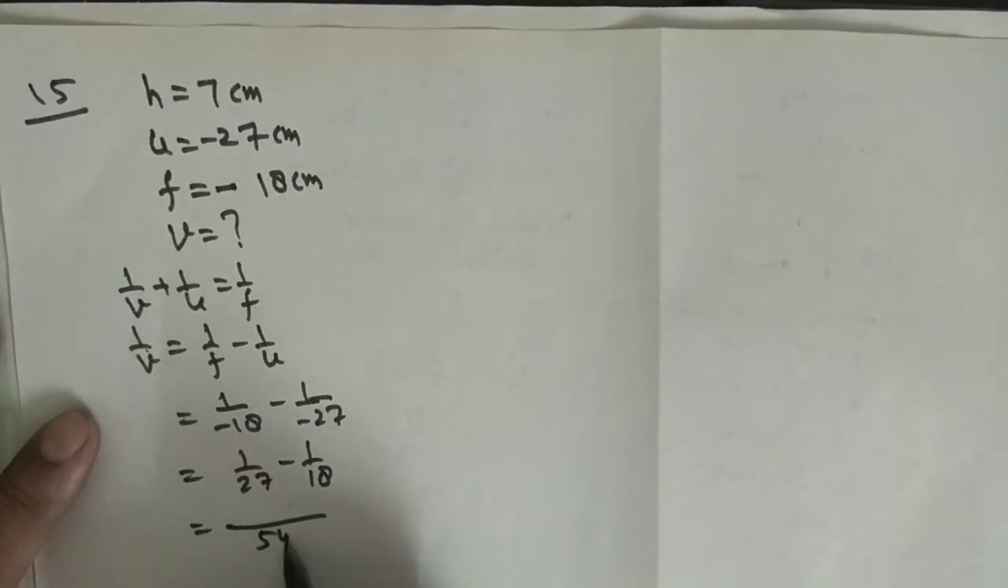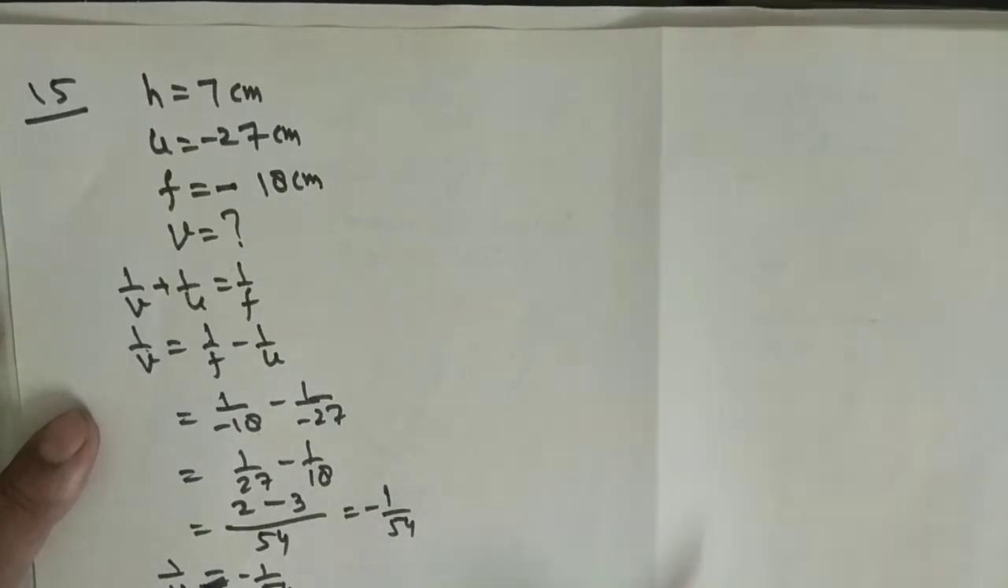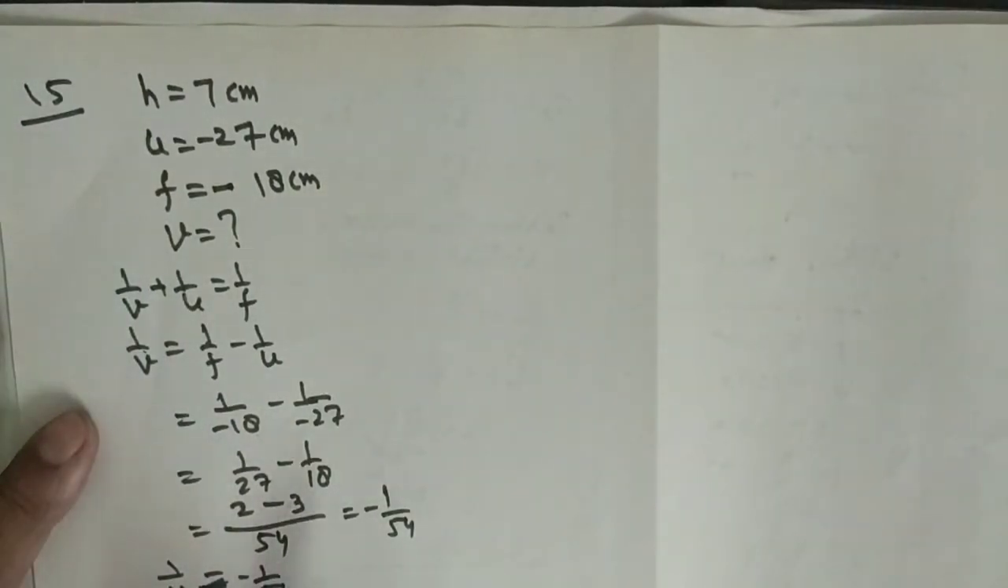LCM 54. 2 minus 3. So minus 1 upon 54. So 1 upon v is equal to minus 1 upon 54, or v is equal to minus 54 centimeter. So what does it mean? It means the screen should be placed at a distance of 54 centimeter in front of the mirror.